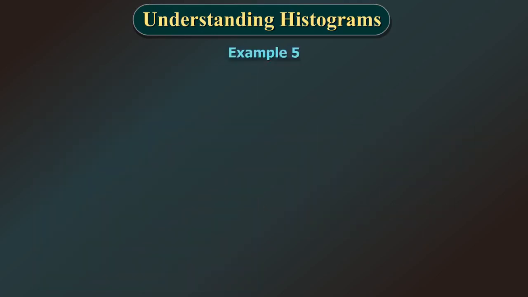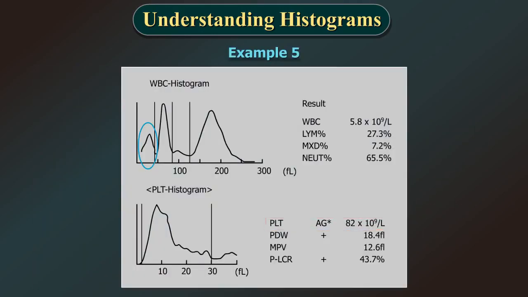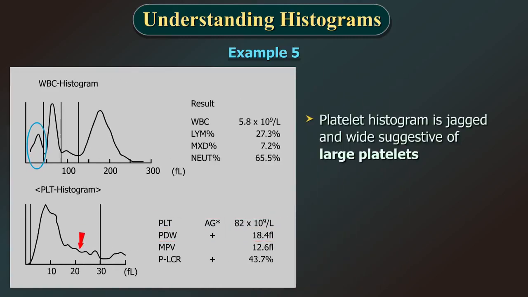Example 5. On examining the numerical values, we can see that the platelet count is low with a value of 82 into 10 to the power of 9 per liter. Also, the platelet distribution width is increased. The platelet histogram is jagged and wide, suggestive of large platelets.